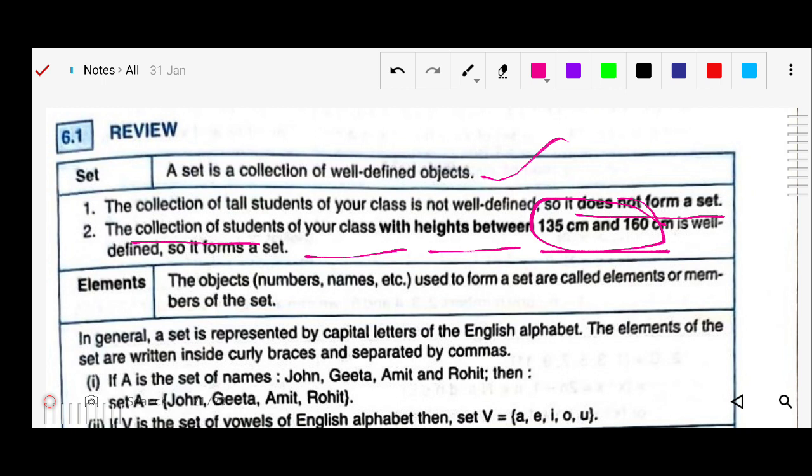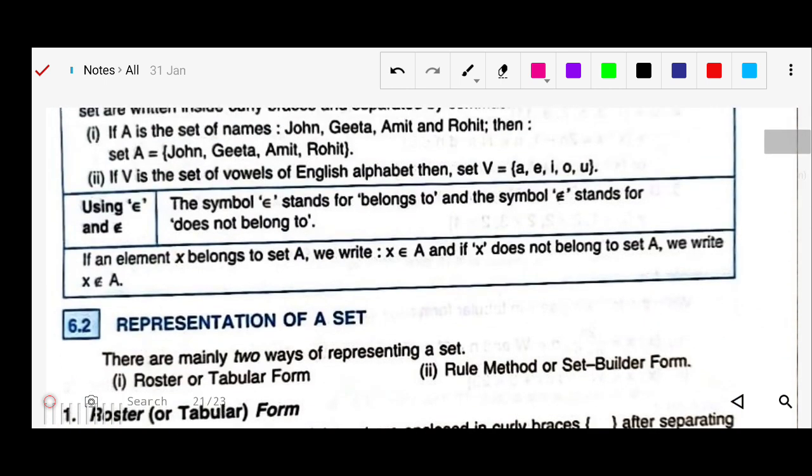Next is elements. What are elements? The objects, like numbers, names, etc., used to form a set are called elements or members of the set. Simply, the objects which are used in the set are called the elements. You can understand it better by these examples.